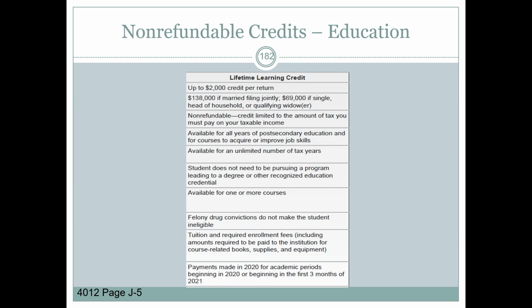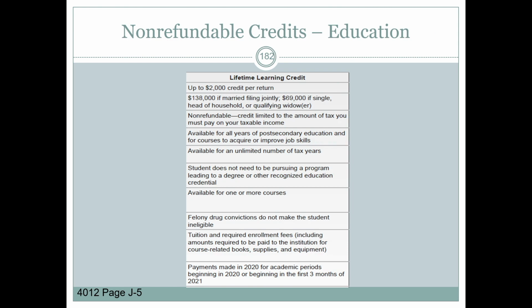Okay, let's look at the Lifetime Learning Credit. You can only take up to $2,000 credit per return, unlike the American Opportunity Credit, where you can get up to $2,500 for each eligible student. There are some income limitations based on filing status.